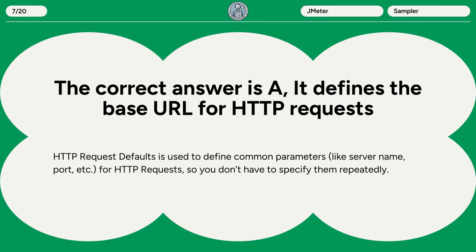The correct answer is A. It defines the base URL for HTTP requests. HTTP Request Defaults is used to define common parameters like server name, port, etc. for HTTP requests, so you don't have to specify them repeatedly.